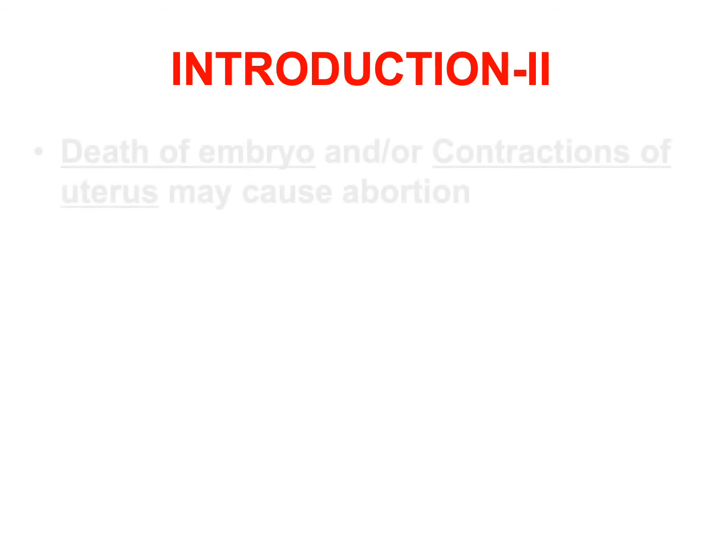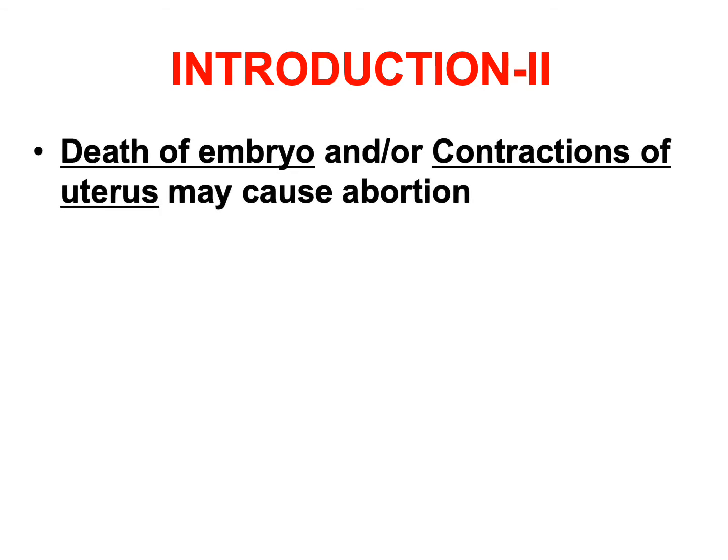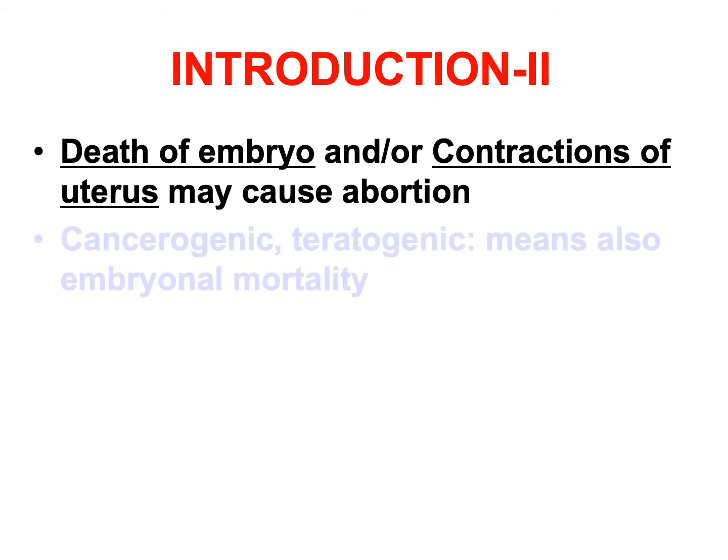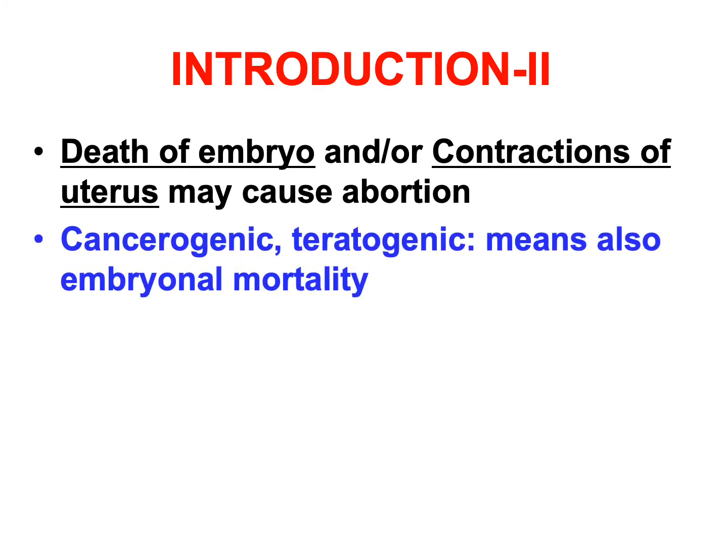In the frame of the introduction, we have to speak about the causes of the abortions. Basically, each factor causing death of embryo and or contractions of uterus may cause abortion. In this way, all the teratogenic chemicals can be considered as cause of the abortion because they may kill the embryo and after provoking uterus contractions. In this way, as we have to see, the cancerogenic and teratogenic substances mean also embryonal mortality, and by this way a secondary cause of the abortion.